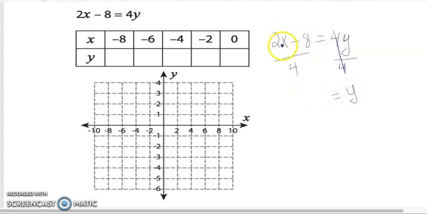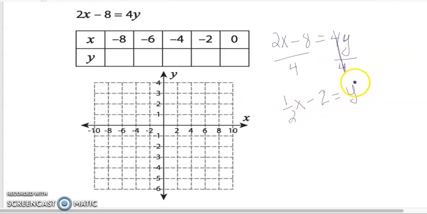Now I need to divide each of these terms by 4. So 2 divided by 4 gives me one half because 2 is half of 4. So this is 1/2 x. Minus 8 divided by 4 is minus 2. So now my equation changed from 2x minus 8 equals 4y to 1/2 x minus 2 equals y.